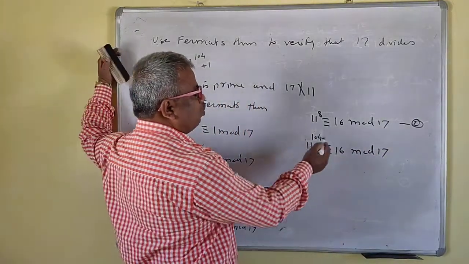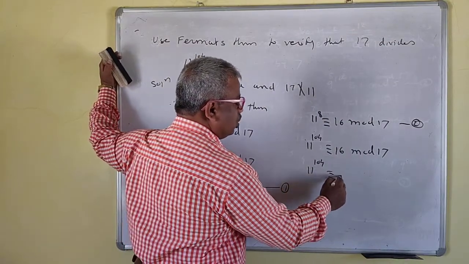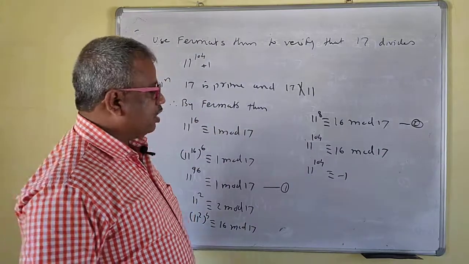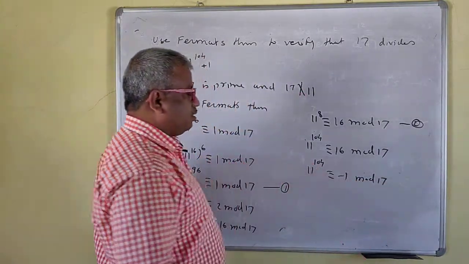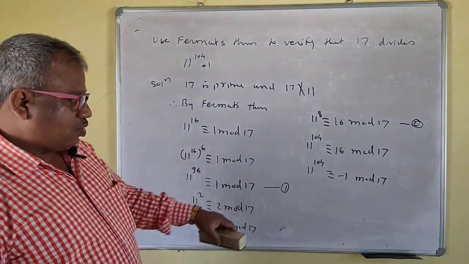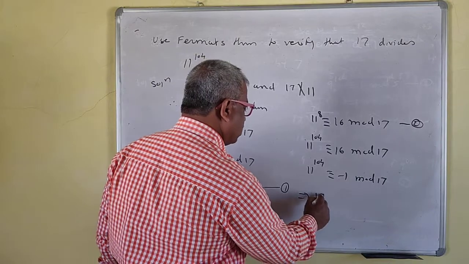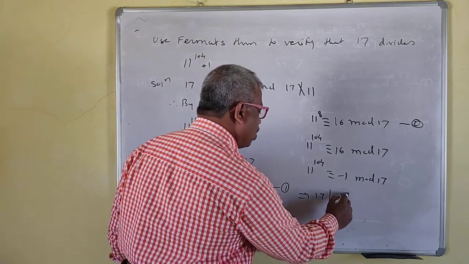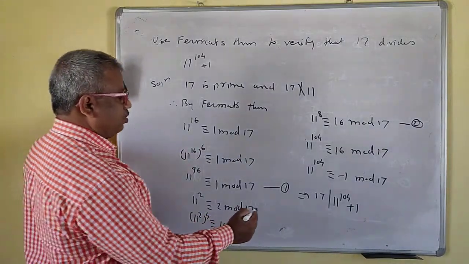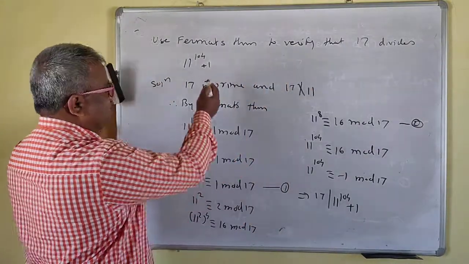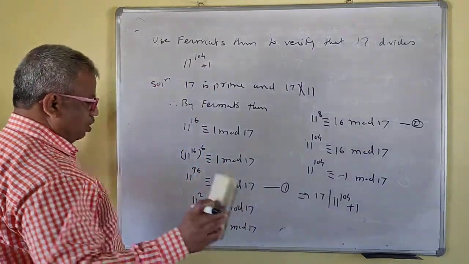Okay, so 11 to the power 10. Now this is what 11 to the power 104 is congruent to minus 1 mod 17, because 16 means minus 1, we are taking the product, right? So 16 means minus 1 now here. So this implies that 17 divides 11 to the power 104 plus 1. Okay, so therefore we have proved 17 divides 11 to the power 104 plus 1. Okay, so we are through.